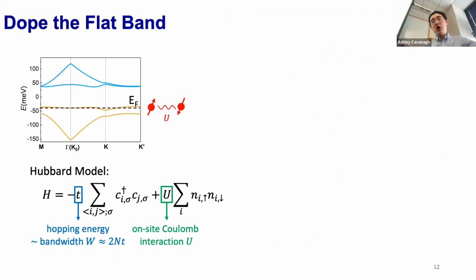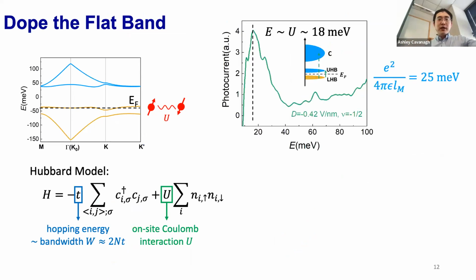Let's say when you dope charges into the flat band, according to the Hubbard model, they are going to repel each other if they locate at the same moiré site. Experimentally, what we observed in the half-doped valence band is you kind of lose track of all those interband transition peaks at high energies, right? They all become somewhat flat. At the low energy, you observe a very big peak located at an energy of about 18 meV. That seems to be the only feature that you can identify.